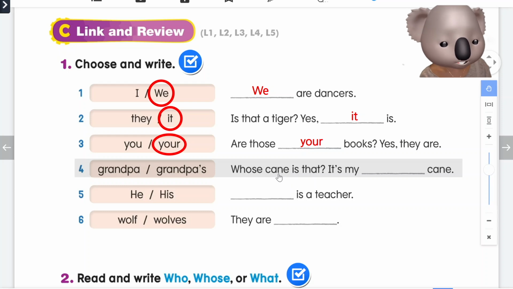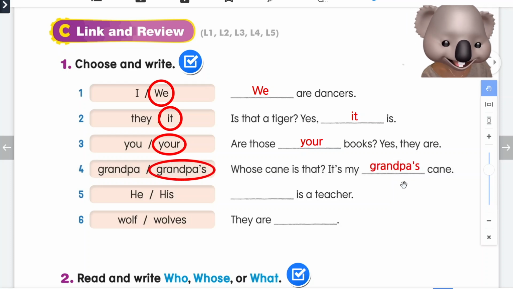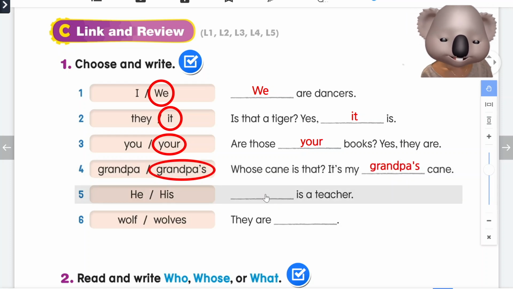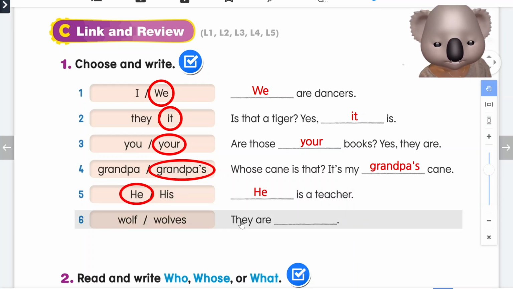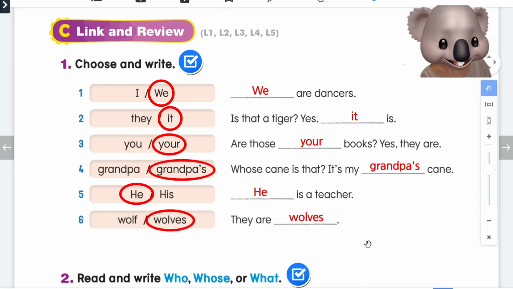Whose cane is that? 누구 거야? It's my grandpa or grandpa's. 할아버지의 good grandpa's cane. Number 5. Is a teacher. 그 남자는 he is a teacher. his는 그 남자애. Number 6. They are wolf or wolves. wolf는 하나, wolves는 여러 개. They are wolves. Great job!